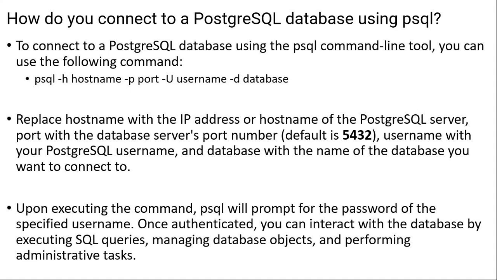Replace hostname with the IP address or hostname of the Postgres server, and port with the database server port, which is 5432 by default, but you can modify that. If you have modified it in your Postgres config, then use that port number, the Postgres username, and the database name, that is, the user database that you want to connect to. Upon executing the command, psql prompts for a password for that user. Once authenticated, you can interact with the database by executing queries, managing database objects, and performing administrative tasks.